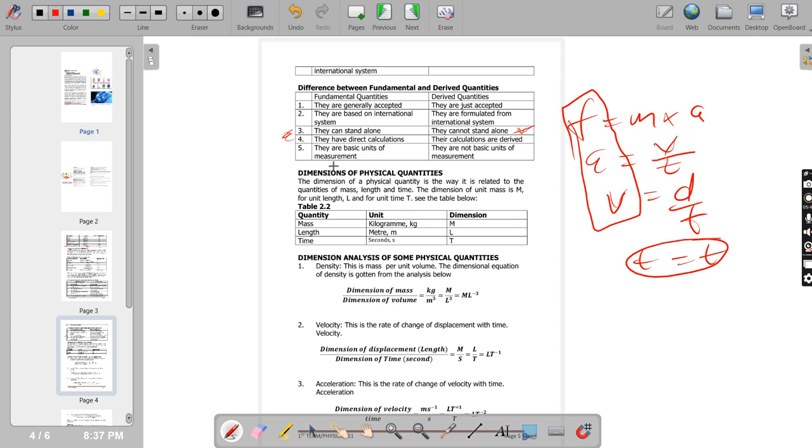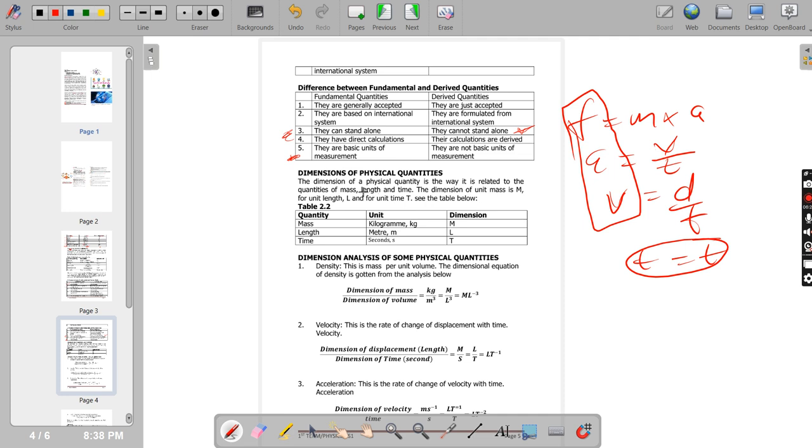Now, fundamental quantities are basic units of measurement, while derived quantities are not basic units of measurement. Now, dimensions of physical quantities. Here we are going to be explaining dimensions of physical quantities, and this is where we derive units. So we are going to be explaining the dimensions of derived units.